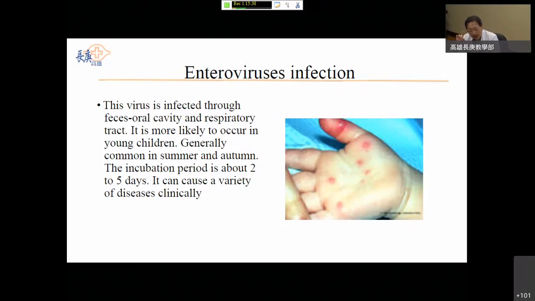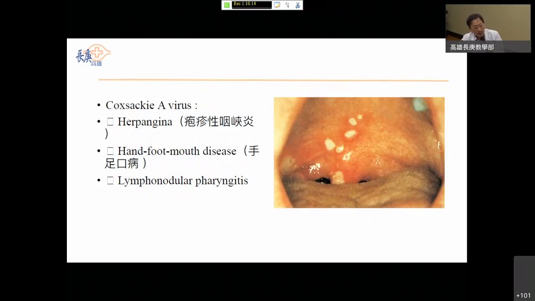Enterovirus not only infects young children, it can also affect adults, especially when the adult is not in a very good health condition. But the severe disease caused by enterovirus most likely occurs in children. There are types of enterovirus.